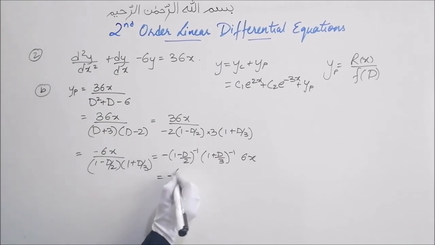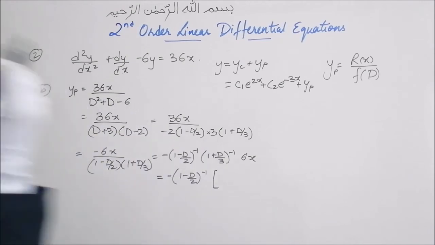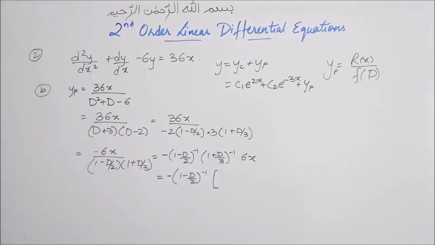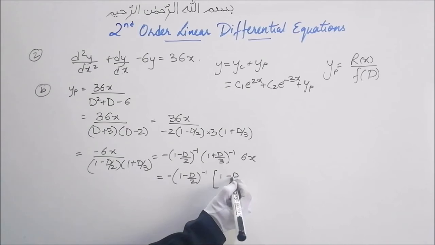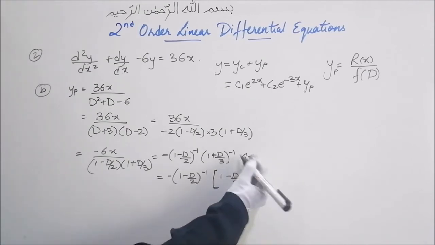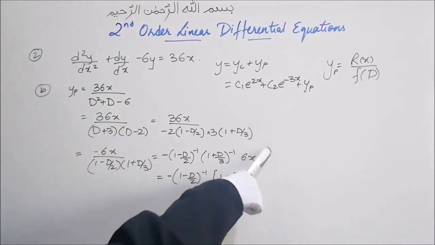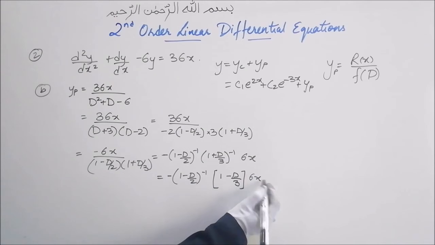Let's keep this term as it is, (1 - D/2)^-1, and expand this. The expansion of (1 - x)^-1, as we have already seen, is nothing but 1 + x + x squared and so on. But we have to do the expansion only up to the order of this polynomial. The order of the polynomial is 1, so we'll do the expansion only till 1, and we will get into 6x.